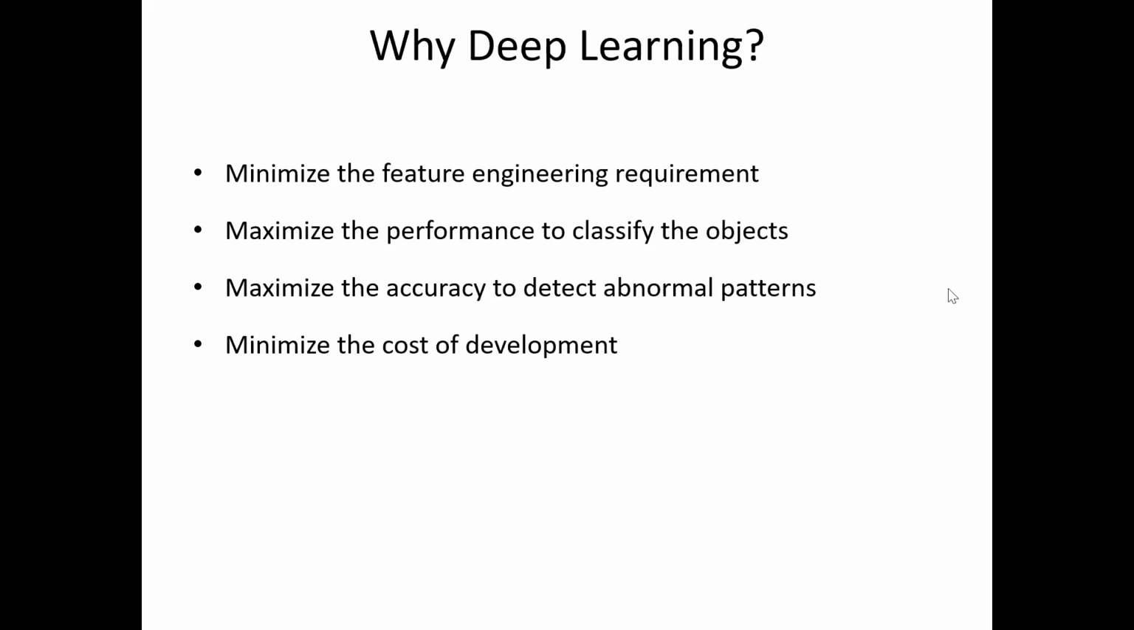Second, maximize the performance to classify the objects. I have already mentioned that in many or most applications, deep learning models perform better than other machine learning models. So performance is another very important key factor for why deep learning. Third, maximize the accuracy to detect abnormal patterns. That is another very important thing. Accuracy, precision, recall: these are some terms associated with performance evaluation of any particular model. And minimize the cost of development. So we have to build some model that can solve versatile problems.